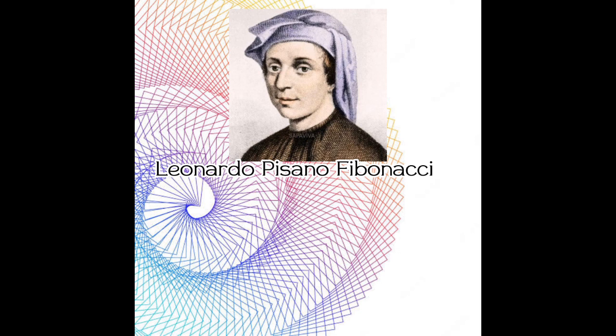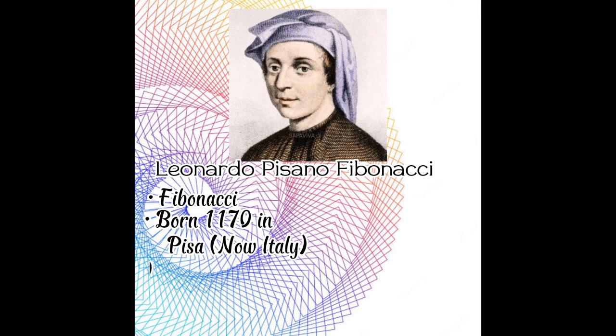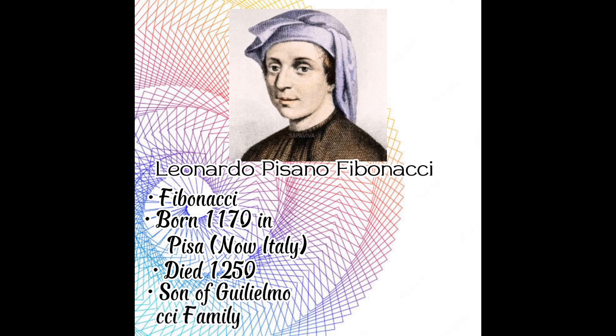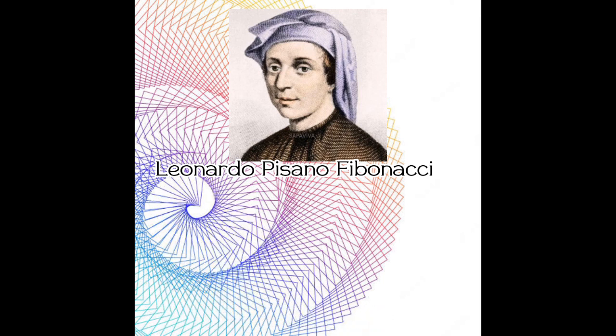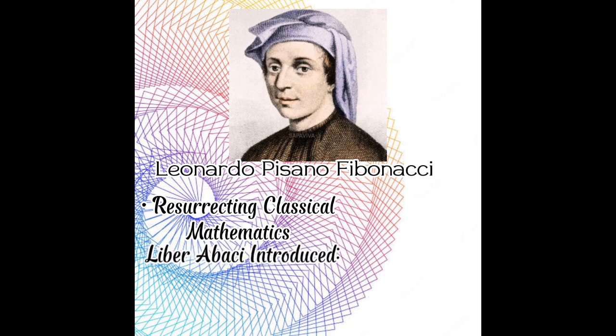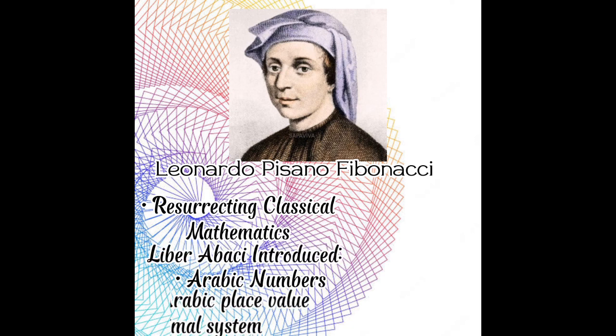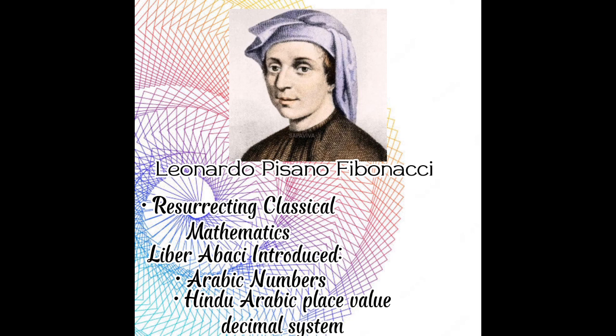Leonardo Pisano Fibonacci is also known by his nickname Fibonacci. He was born in 1170 in Pisa, now Italy, and died in 1250. He is the son of Guglielmo and a member of the Bonacci family. In addition to his own considerable achievements, Leonardo of Pisa, also known as Fibonacci, played a key role in resurrecting classical mathematics. Liber Abaci introduced Arabic numbers and the Hindu-Arabic place-value decimal system to Europe.